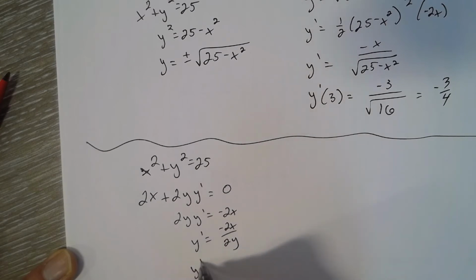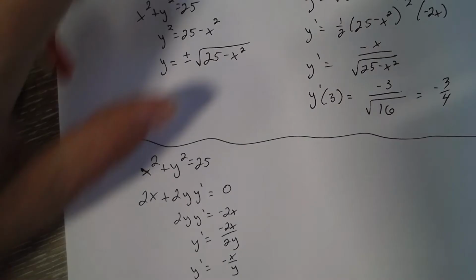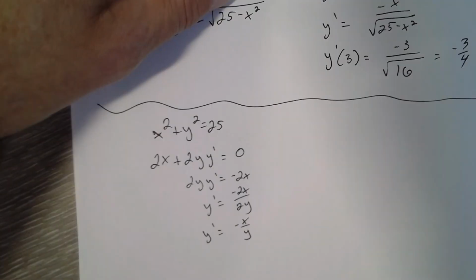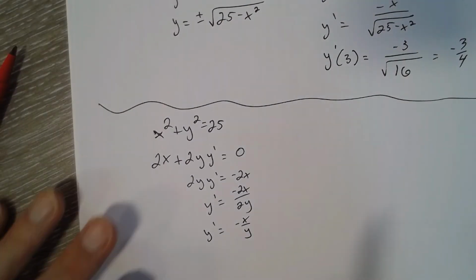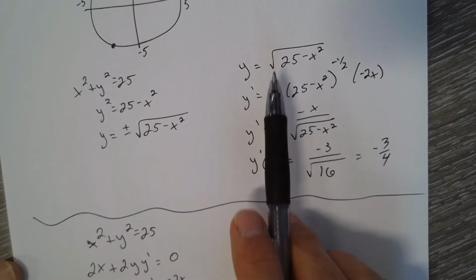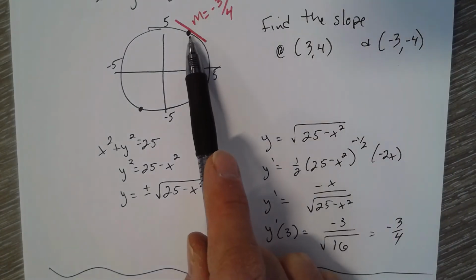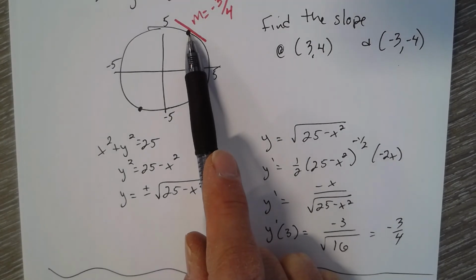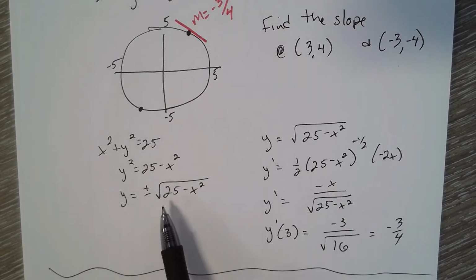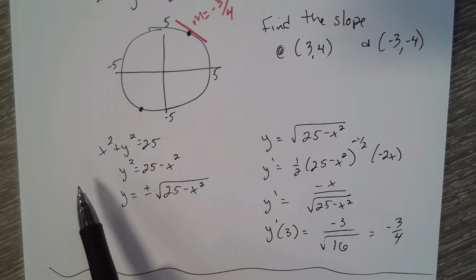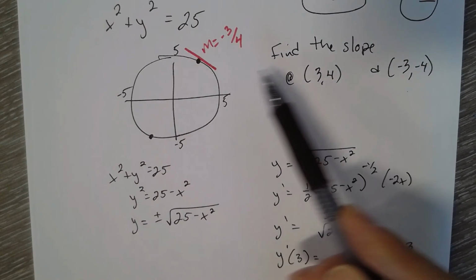So y prime is negative x over y. Okay, that's good for all points on the circle. It's just negative x over y. We went through all this work, and all we were able to do is find that top equation. We would now have to use the negative square root of 25 minus x squared, find the derivative, and then plug in the negative 3.